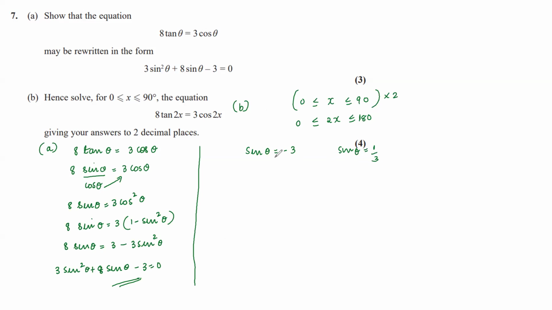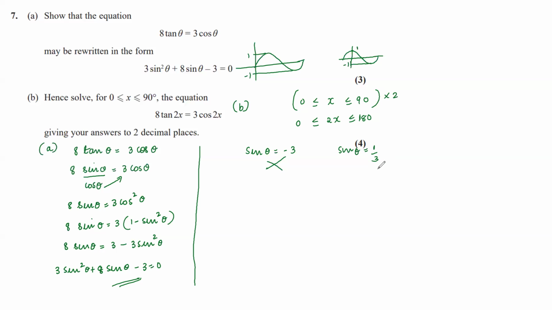For sine values, we know that the maximum is 1 and the minimum is minus 1. So this does not exist. Sine theta cannot be minus 3. If we draw a sine graph, its maximum value is 1 and its minimum value is minus 1. Or if we draw a cos graph also, we can see that the maximum value is 1 and the minimum value is minus 1. So sine theta equal to minus 3 does not exist, so we can ignore that.